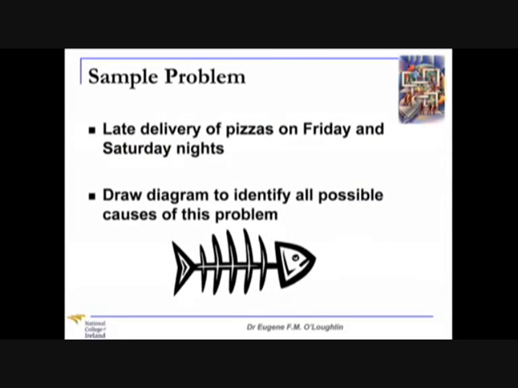And the best way to illustrate how to use a cause and effect diagram is to go through an example. Suppose we have a pizza delivery company which is experiencing a lot of complaints from customers about late deliveries of pizzas on busy Friday and Saturday nights. What we're going to do is draw a diagram to identify all possible causes of this problem.